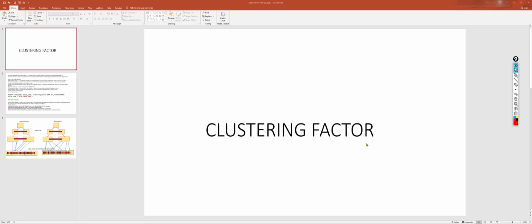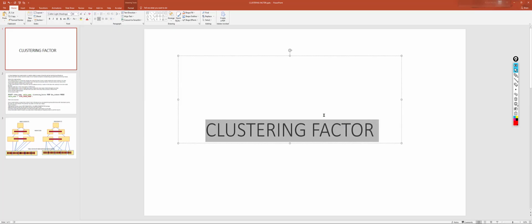Hey guys, in this session we are going to learn about an important concept called clustering factor of an index. Okay, so this clustering factor is not a feature of Oracle database. Okay, it is one of the statistics or the characteristics of an index.